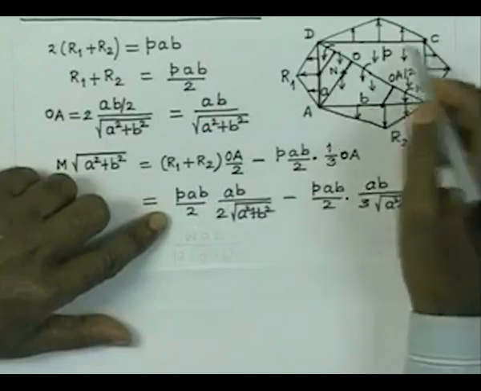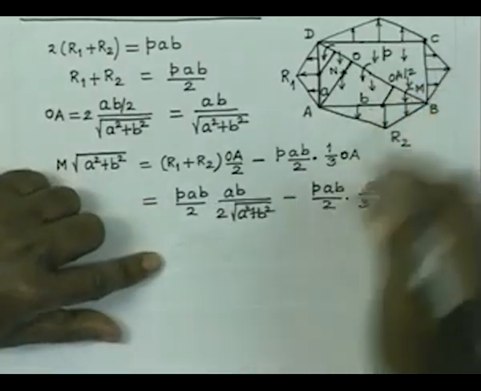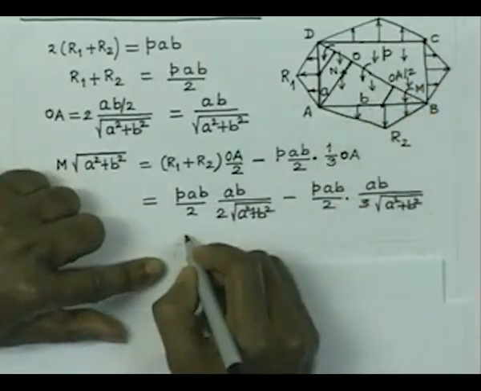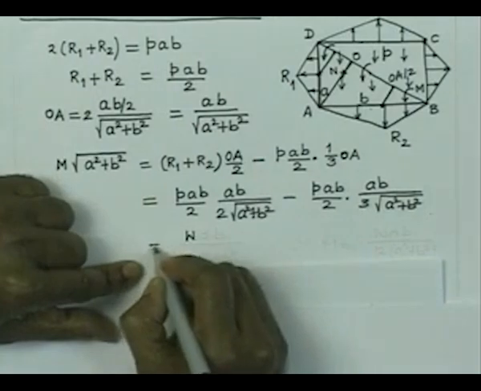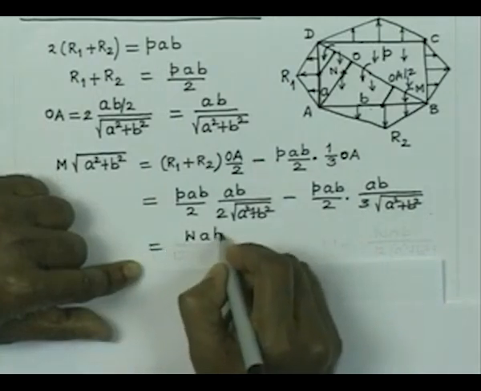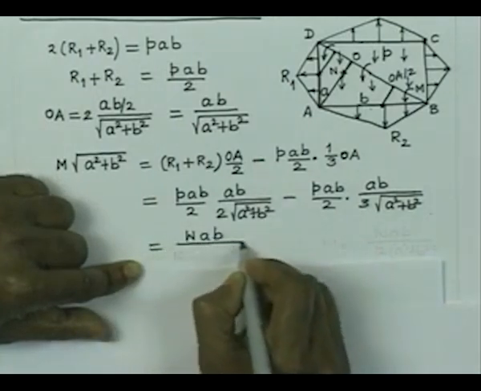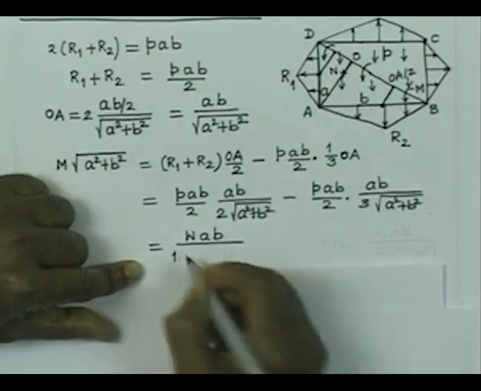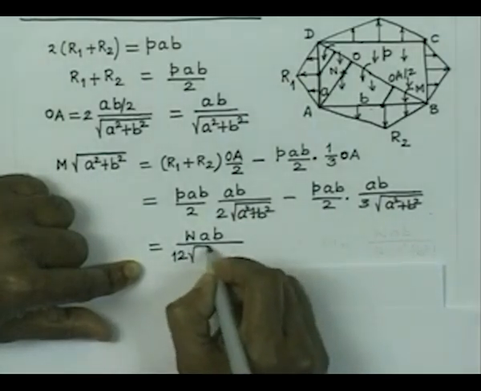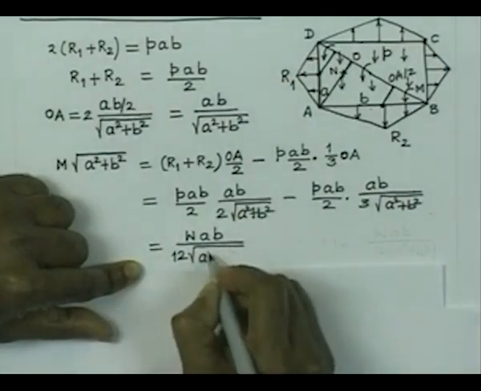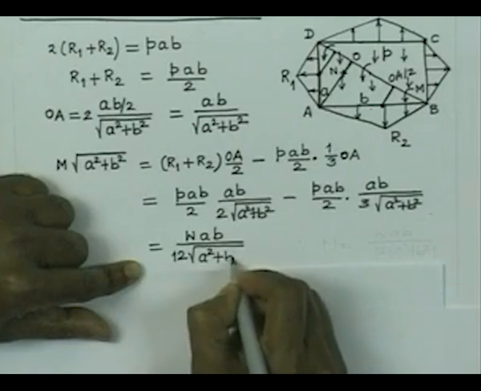you know that PAB is nothing but, if you consider the total pressure load equal to W, we can write this as W AB. So, it simplifies to 12 times the square root of A square plus B square.